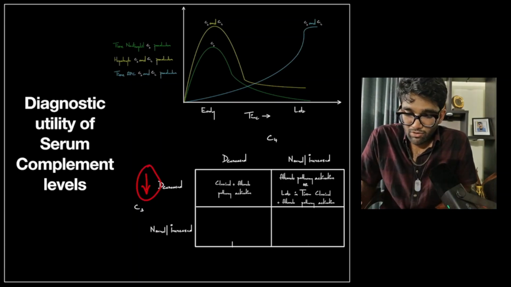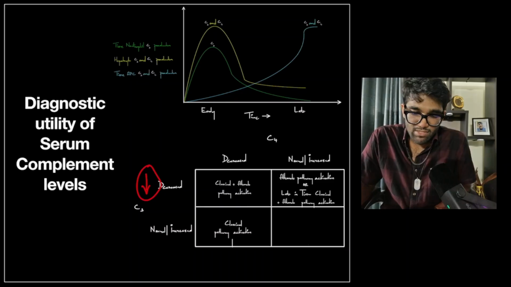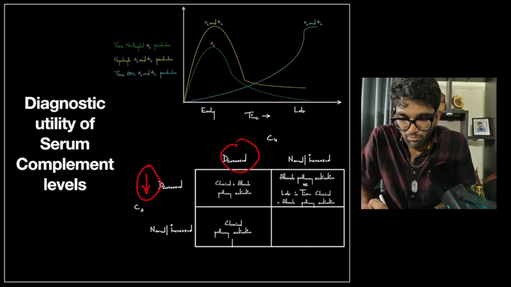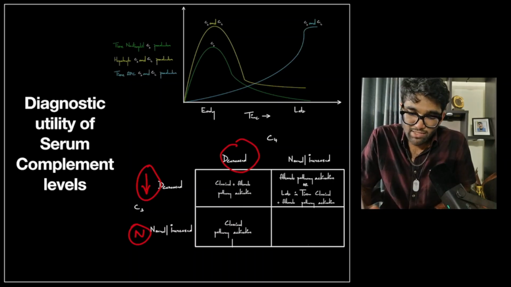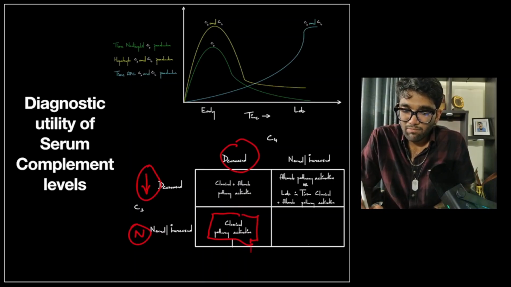Okay. Now the next situation that might arise is you have a reduction in C4 and you have a normal C3. Okay, so a decreased C4 with normal C3 can happen when you have an isolated classical pathway activation in blood or in serum.